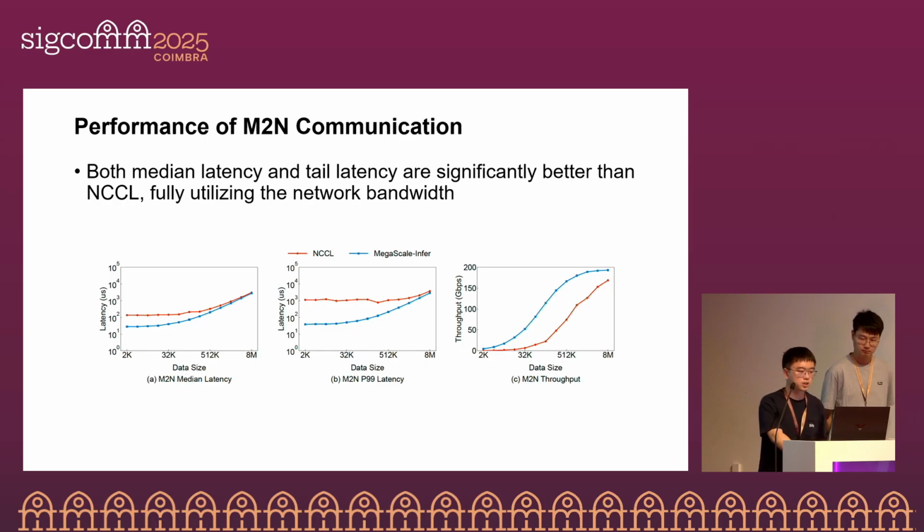We also evaluated the performance of our M2N communication library. Across different data sizes, it shows an order of magnitude lower median and tail latency compared with NCCL. For the same data size, it also delivers higher throughput and better bandwidth utilization.